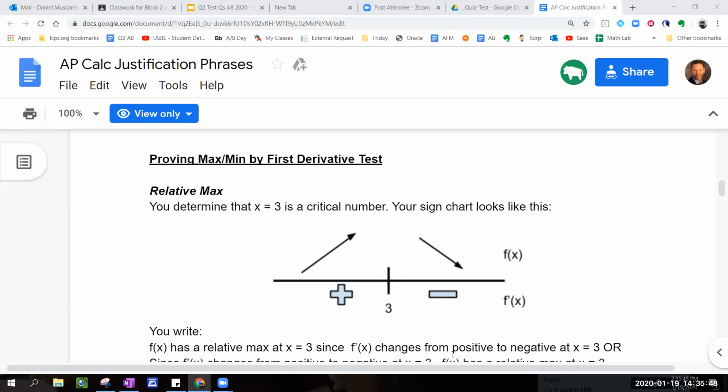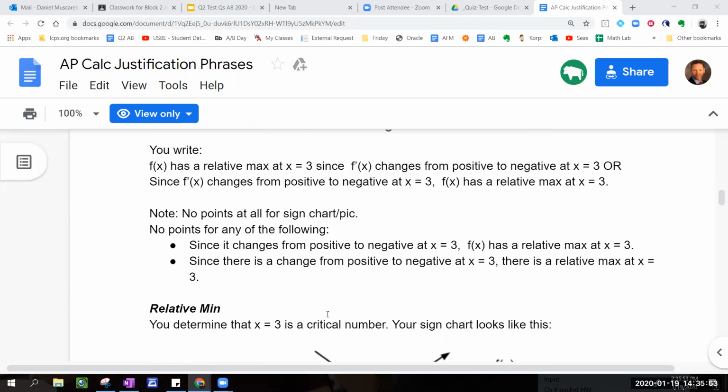Aditi, are you looking over the justification piece? Oops, let's see, let's go down here.